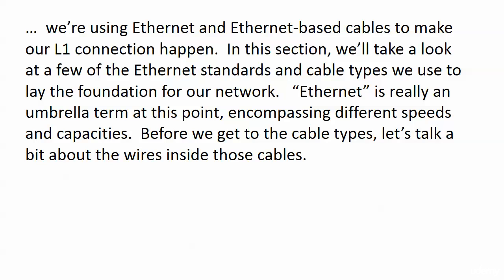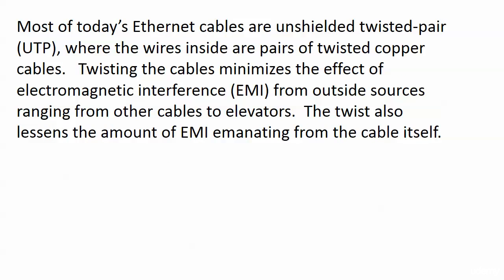Before we get to the cable types though, let's talk a bit about the wires inside those cables. Most of today's Ethernet cables are unshielded twisted pair, UTP, where the wires inside are pairs of twisted copper cables. There are 4 pairs, 8 wires overall. Now, of course, the first question is, why the twisted pair?